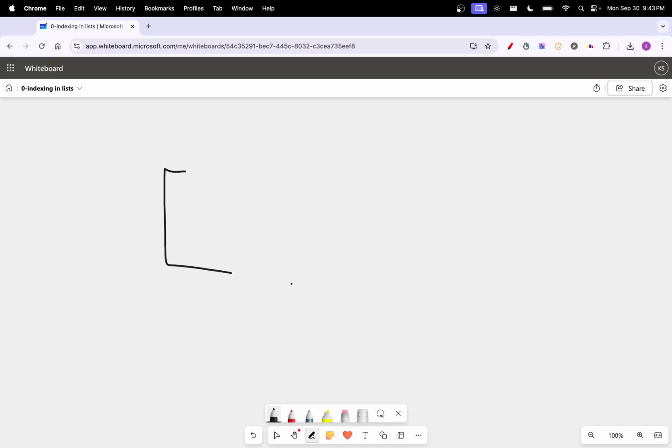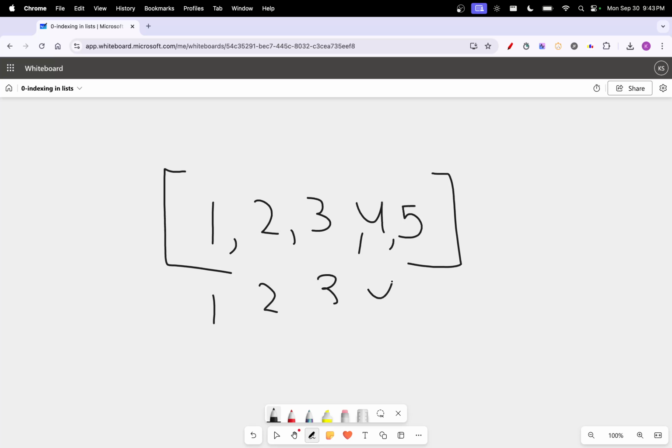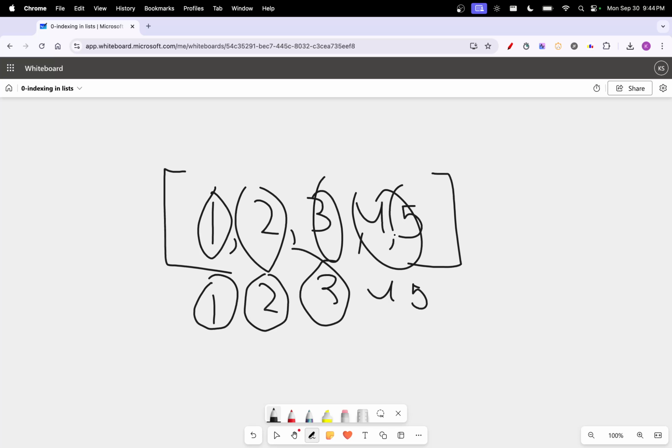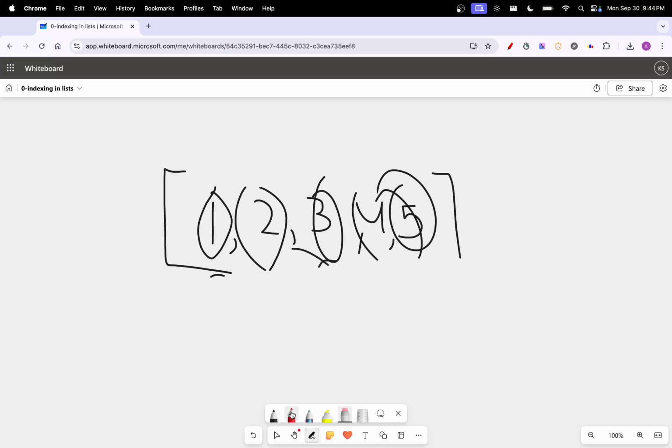So let's say I have an array over here, and let's say it has the elements 1, 2, 3, 4, and 5. Usually when we count this and try to find their position, we just do 1, 2, 3, 4, 5. We'd say this is the first element, this is the second element, this is the third element, or this is the first, second, third, fourth, fifth, right? But with Python, it's the other way. You start off at 0. This will be the 0th element, first element, second element, third element, and fourth element.